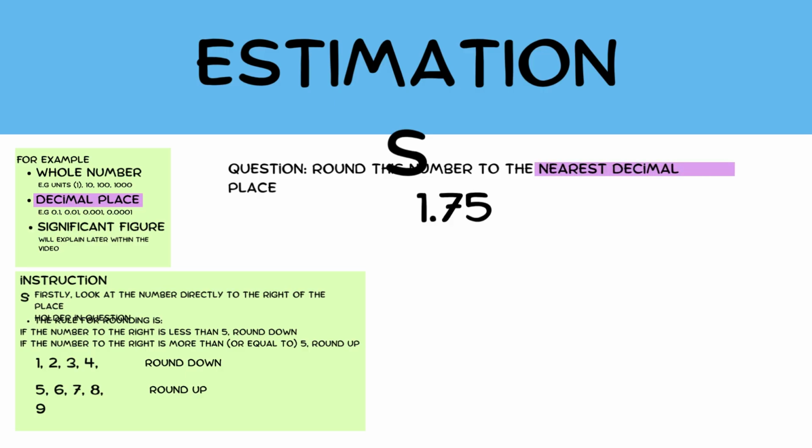Since our required place is here, the number in question is to the right of this place, which is 5. As we already concluded, we round up because the number is 5 or higher, and therefore our answer is 1.8.